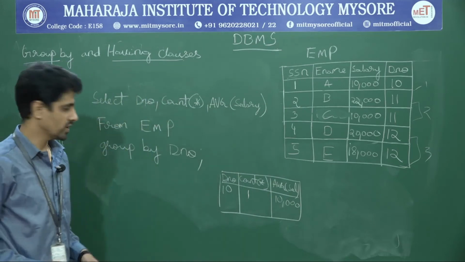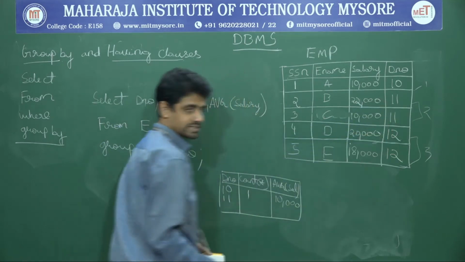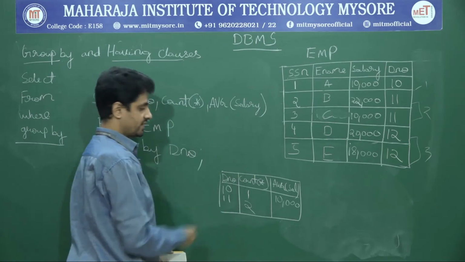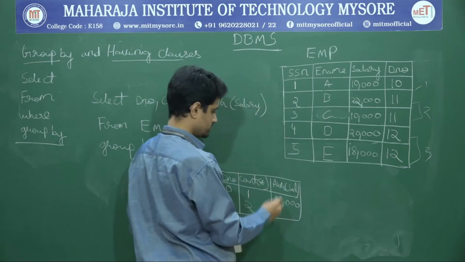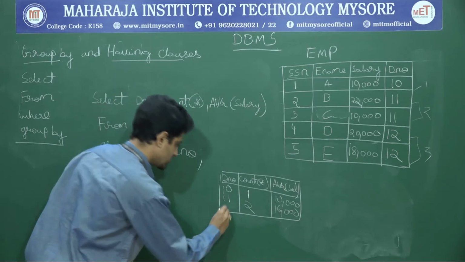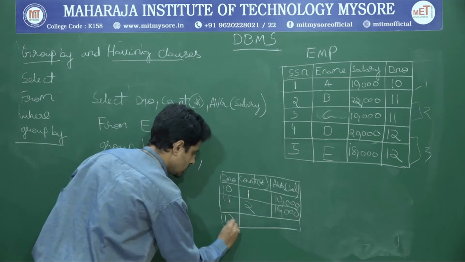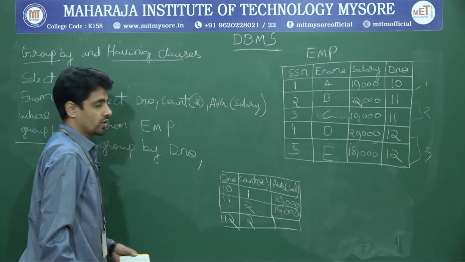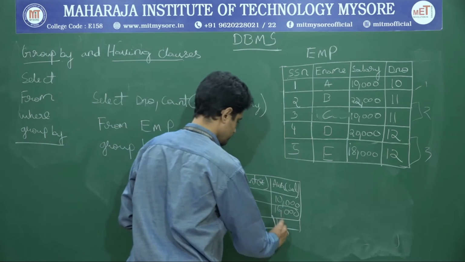Itself. Okay, next, the next group is 11, number of counts 2, average salary 22 plus 10, that is 32, 16. Okay, next, same way for the next group, that is your group 12, again count 2, average salary 20 plus 18, 38, so 19.